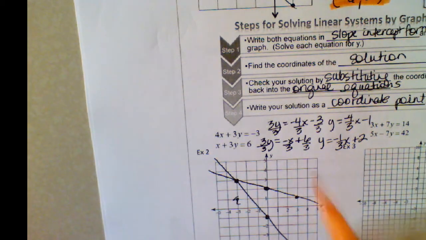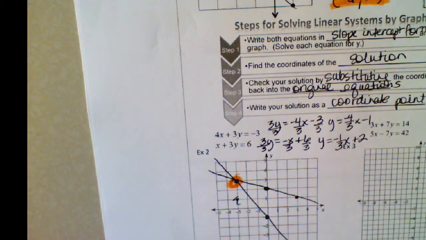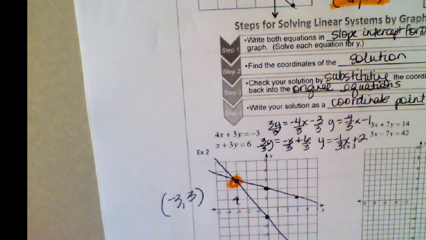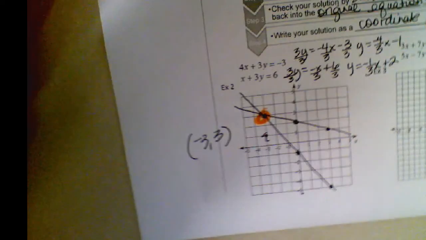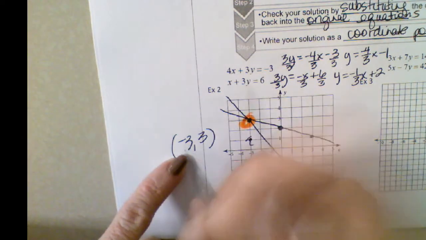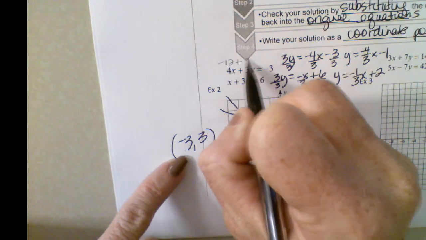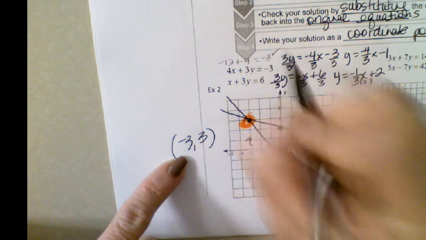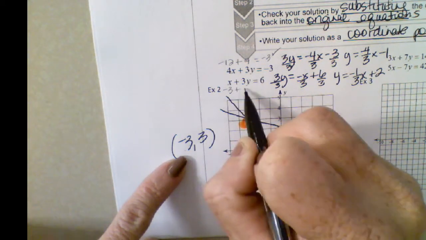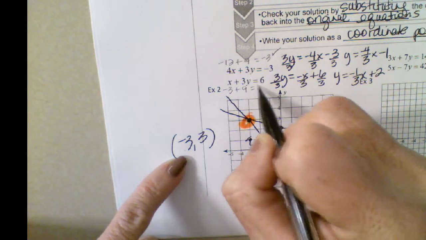So Ray, what does it look like the solution to that equation would be? Negative 3 and 3. Good. And then we're going to go ahead and check our equations. And that's a quick check. So what's 4 times negative 3? Negative 12. What's 3 times 3? What's negative 12 plus 9? Negative 3. So that one checks out. What is our x value? What's 3 times 3? 9. Minus 3. 6. That one checks out.